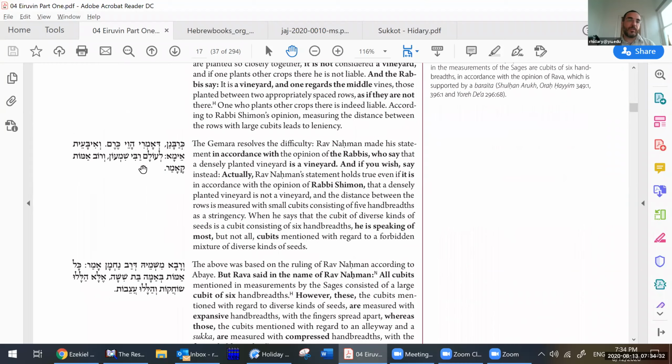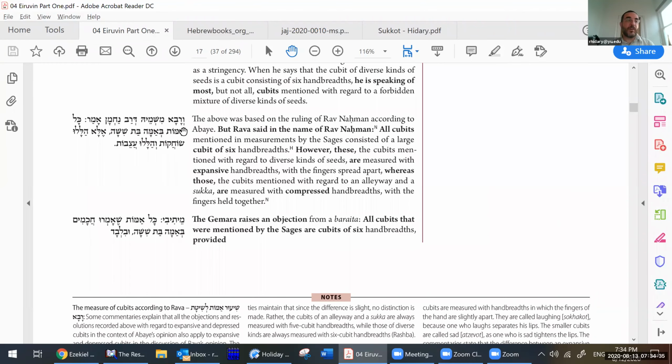Now we can start with our daf. V'Rava mishemei Rav Nachman amar kol amot ba'amma bat shisha ella halalu sochakot v'halalu asebot. So Rava says, also in the name of Rav Nachman, but a different tradition. He says, no, everywhere throughout all the halachot, it's always the 6 amma, always six tefachim in each amma, bat shisha. But he still agrees that there are different sizes depending on sochakot or asebot.